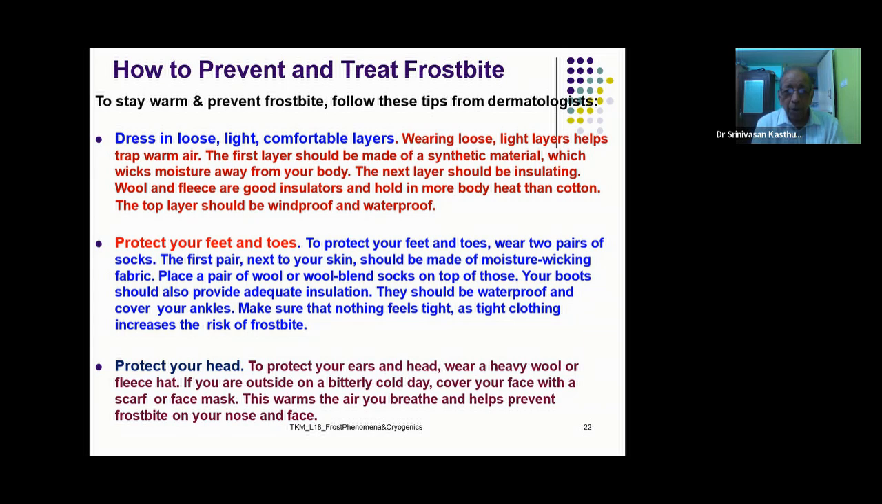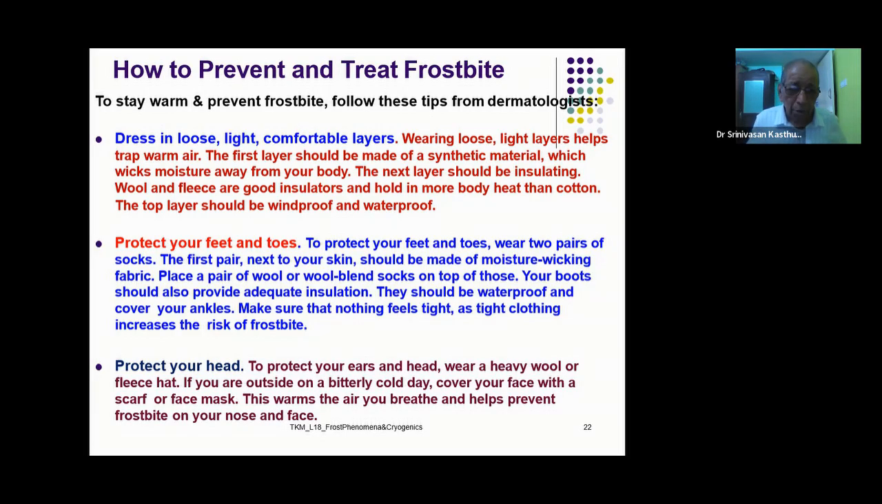The next layer should be insulating. Wool and fleece are good insulators, and they hold in more body heat than cotton. The top layer should be windproof and waterproof. So this is something which one has to follow: dress in loose, light, comfortable layers.